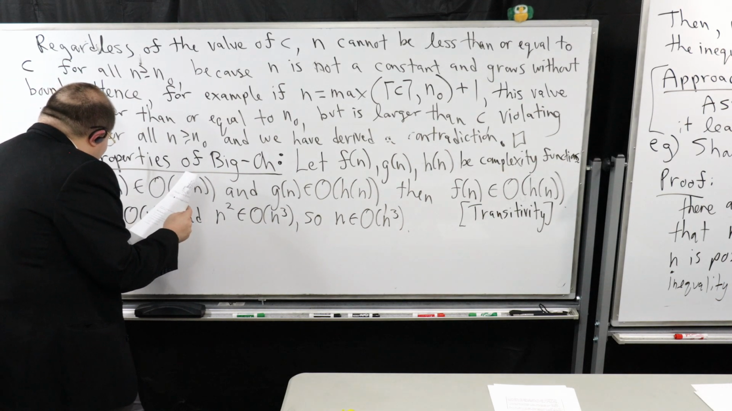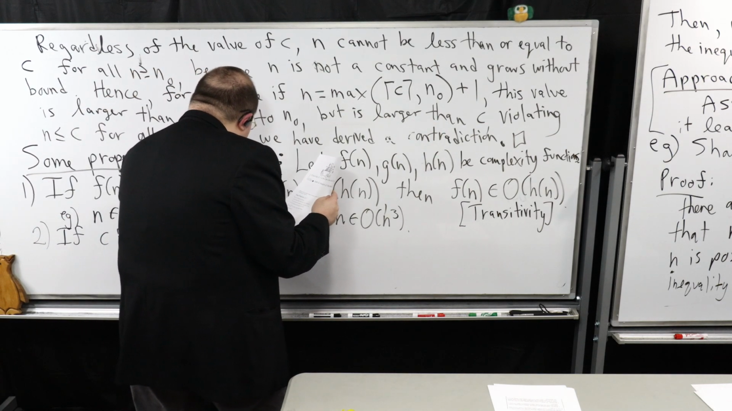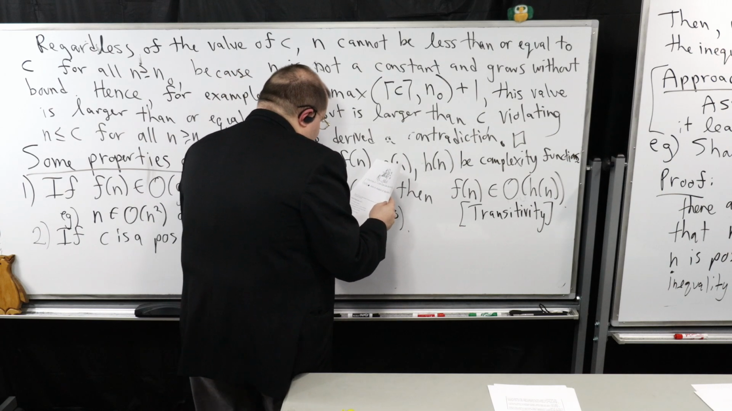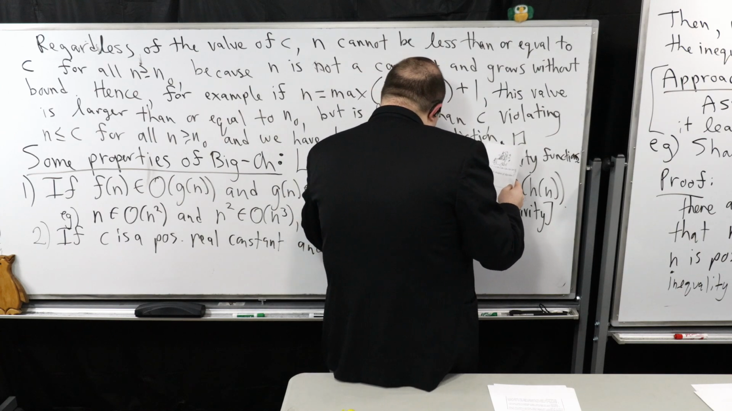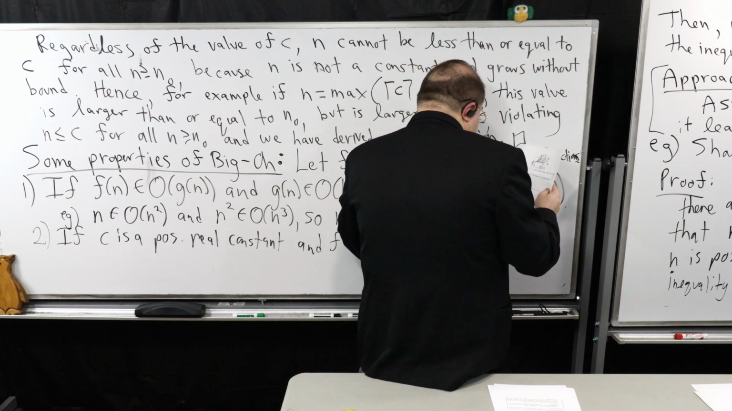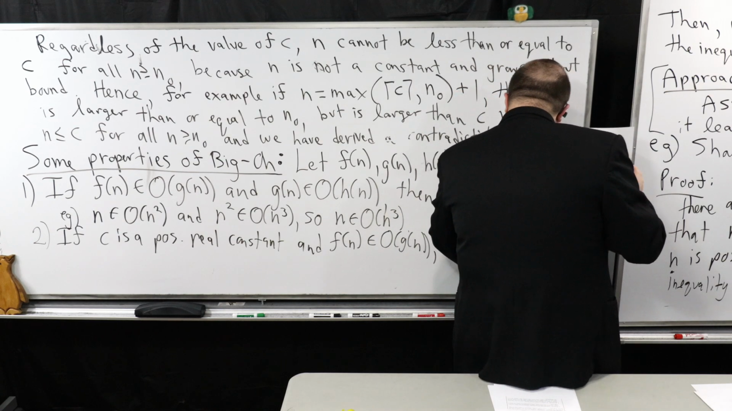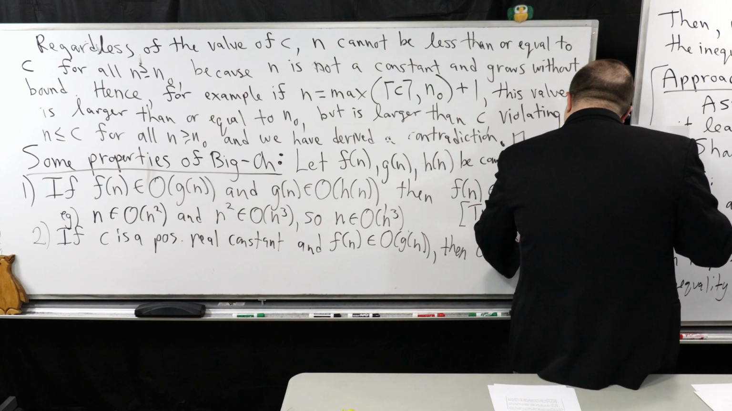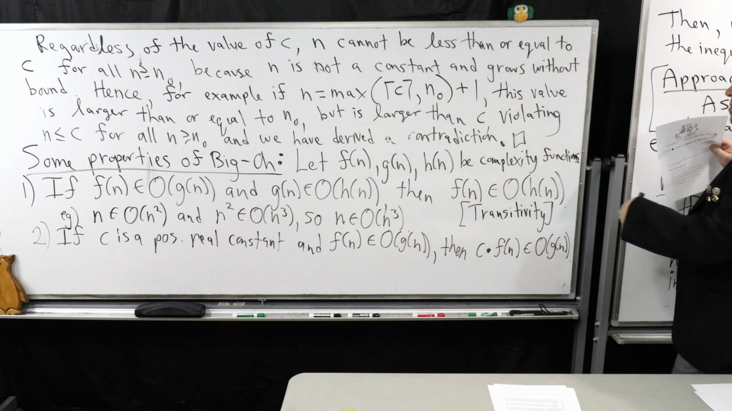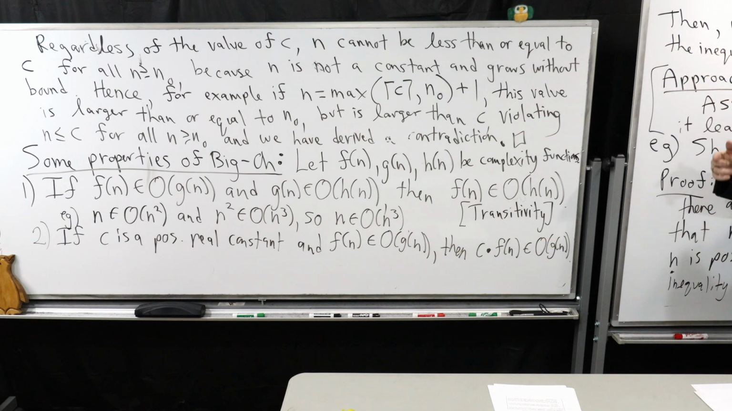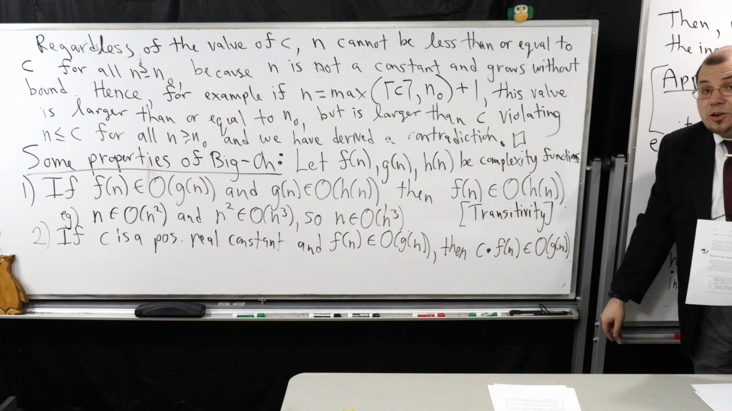If c is a positive real constant, and f is big O of g, then c times f is big O of g. So you can have a multiplicative constant involved with your complexity function, and it'll get fully preserved as long as you know f is big O of g.